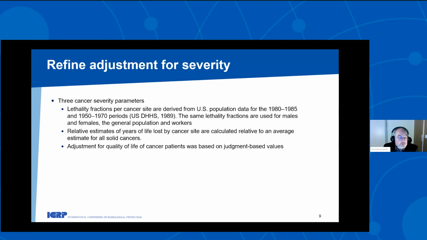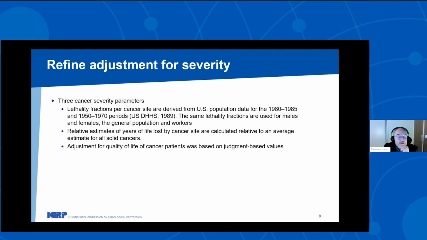2 of these parameters are mainly based on expert judgment, and for the lethality fraction, it has been shown in the presentation by Wei Zhang that this lethality fraction can have a very important effect on the calculation of the detriment. These lethality fractions are calculated from one source of information from the US, and the most recent data were from 1980 to 1985.